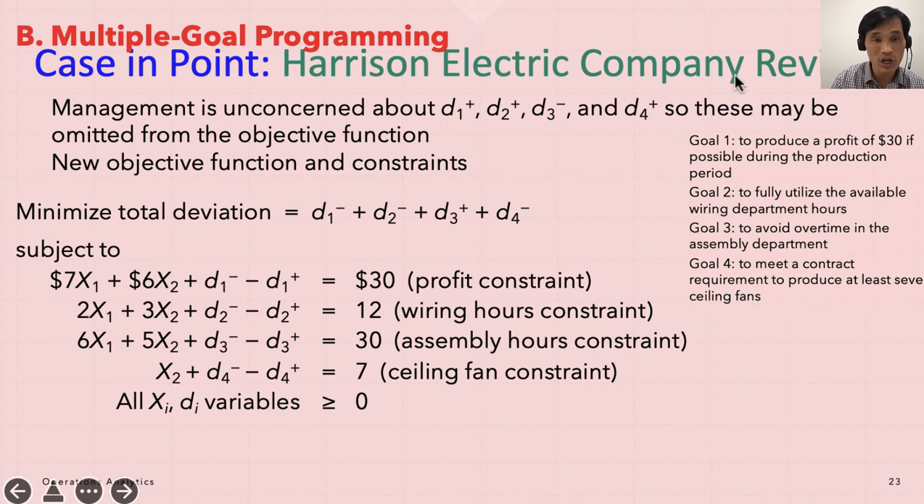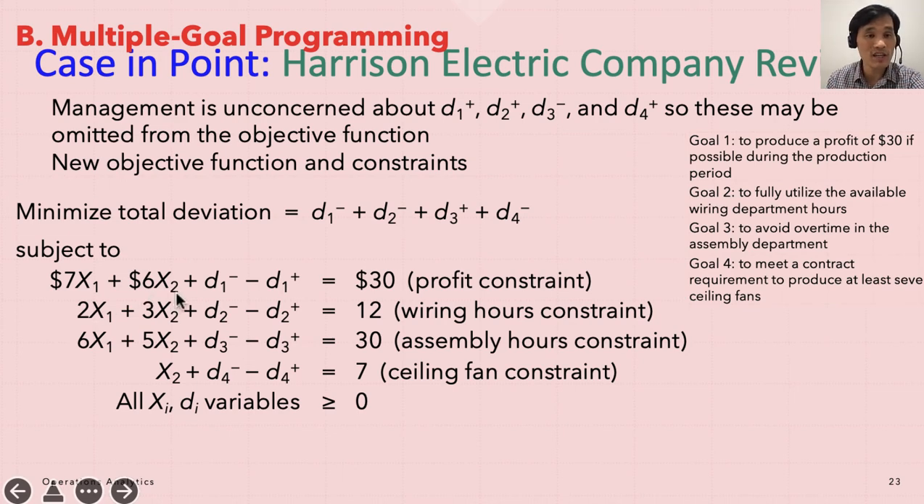So you are going to drop these 4 deviations and include only D1 minus, D2 minus, D3 plus, and D4 minus. And you are going to minimize these total deviations in your goal. By doing so, you are just simplifying your problem, and it's much easier for you to interpret your problem. And now also, let's take a look at these constraints, which are important.